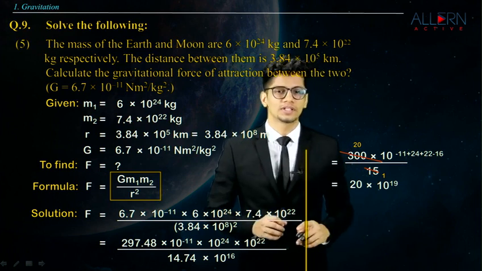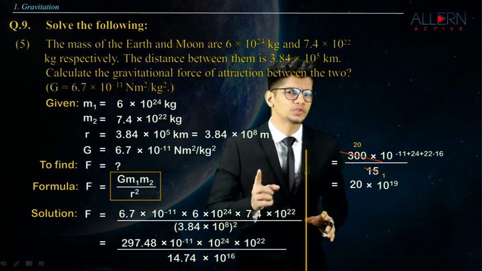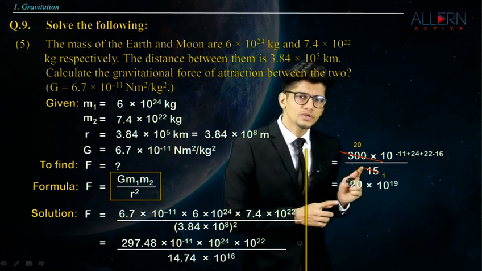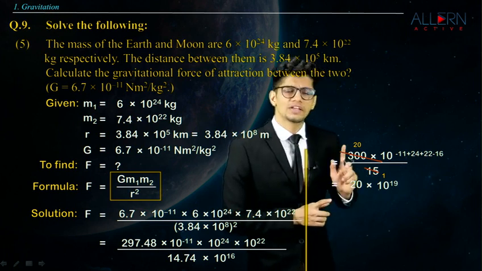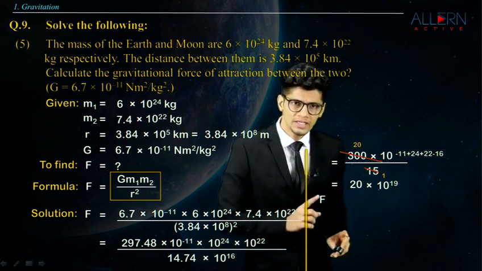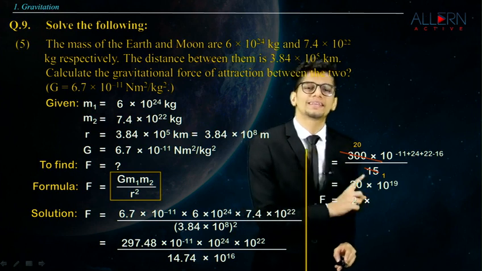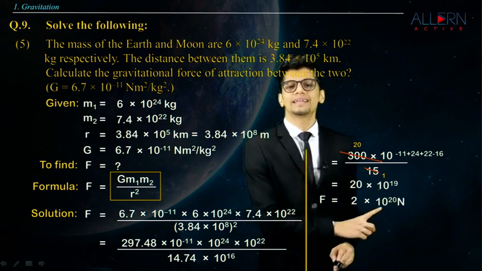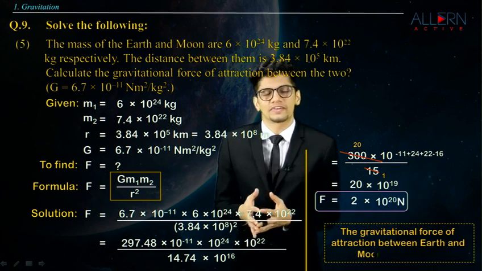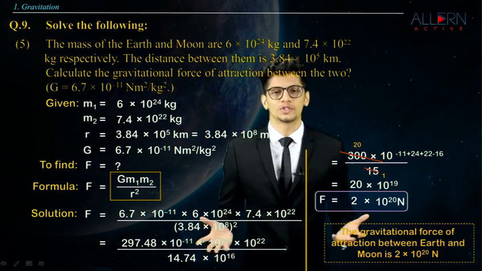We also know one more thing, that this term 20 has to be between 1 and 10. But is 20 between 1 and 10? Obviously the answer is no, right? That means we need to shift the decimal one place to the left. So that means 19 plus 1. So we get 2 into 10 raised to 19 plus 1, which is 20. So the answer is 2 into 10 raised to 20, and the unit is Newton. And writing the final statement, the gravitational force of attraction between Earth and Moon is 2 into 10 raised to 20 Newton.